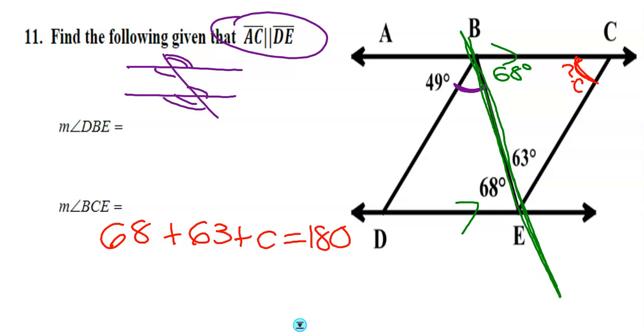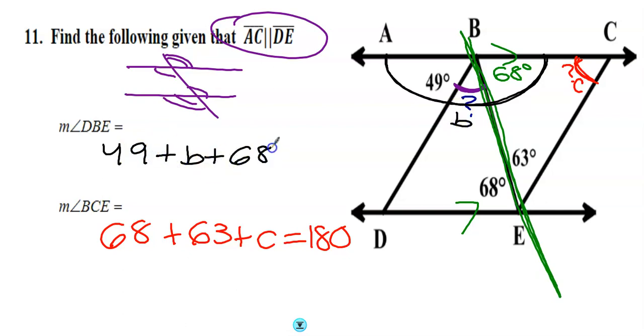Okay, let's talk about DBE. So we're asking about this one right there. Okay, well, how do I figure this out? Well, these three add up to 180 degrees. So sometimes you have to look at the line. Sometimes you have to look at the triangle. So this time I'm going to look at the line. So I know 49 plus, let's call this B, plus 68 equals 180 degrees. So find out what B is and find out what C is.